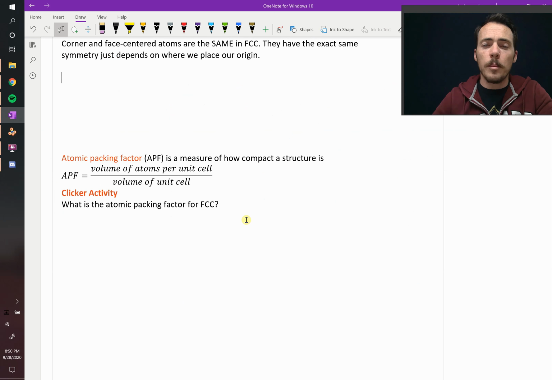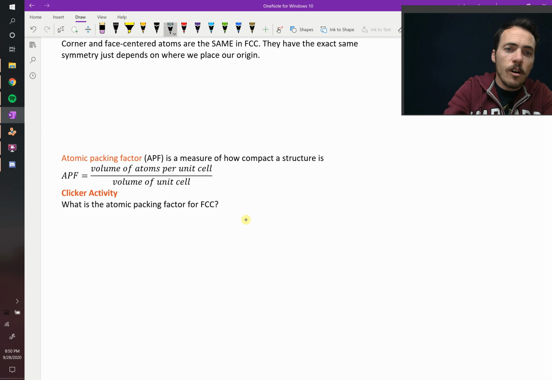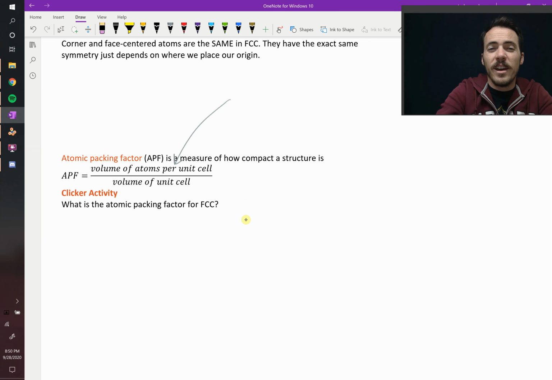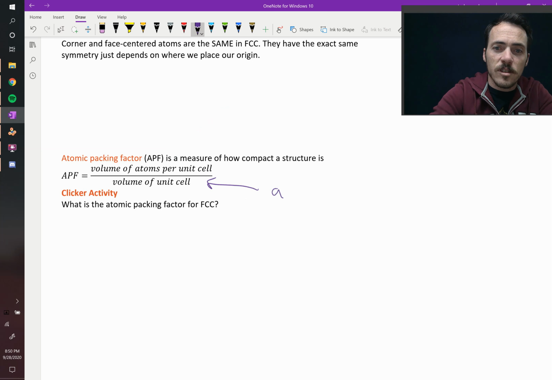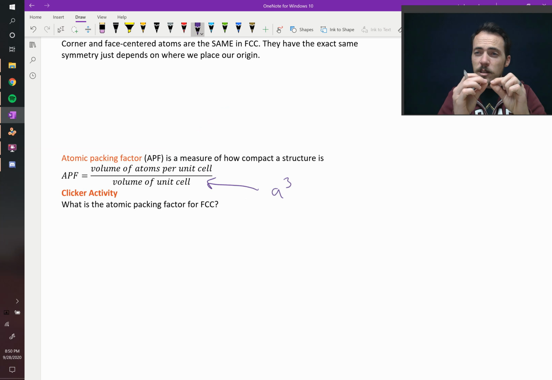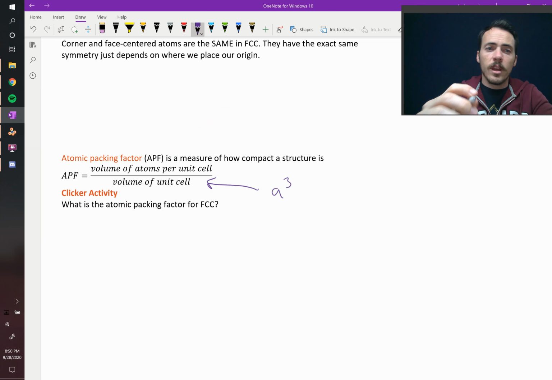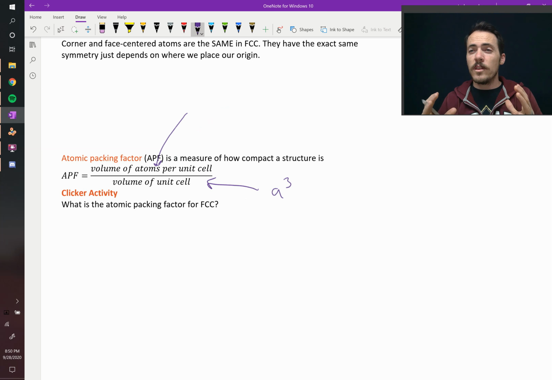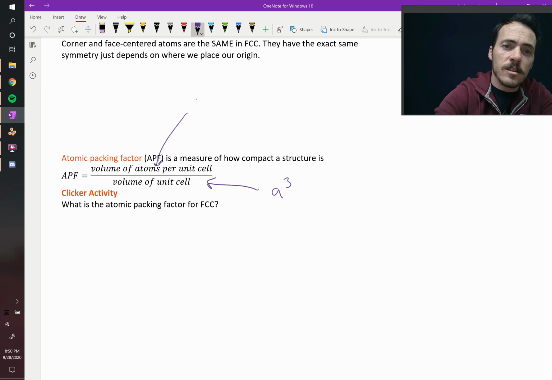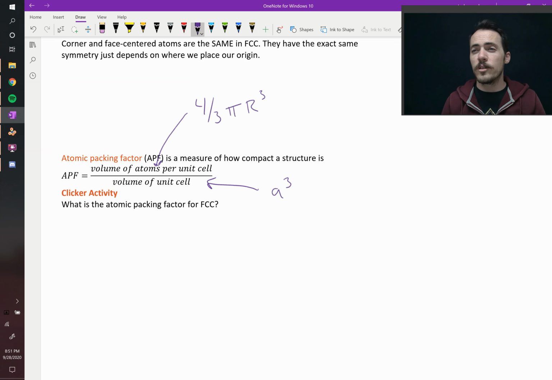Let's calculate it. The atomic packing factor is going to be equal to the volume of the atoms per unit cell divided by the volume of the unit cell. And since we're talking about cubic structures, that makes this really easy. The volume of the unit cell is just going to be a cubed. Whatever your lattice parameter length is along the side of the cube, cube that, and you get the volume of the cube. What about the volume of atoms, right? The volume of atoms, if we're assuming that these are like spheres, then the size is 4/3 pi r cubed, where r is the radius of those atoms. Okay?